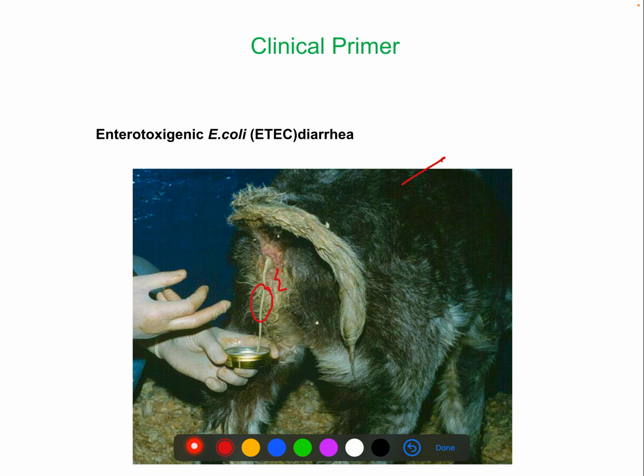Notice what is absent. There is no blood, no mucus, no straining. This tells us diarrhea is not inflammatory. The sheer volume of fluid indicates that water is being actively secreted into the intestinal lumen. This strongly points to small intestinal involvement, which is characteristic of ETEC infection, especially in calves 1 to 4 days old.